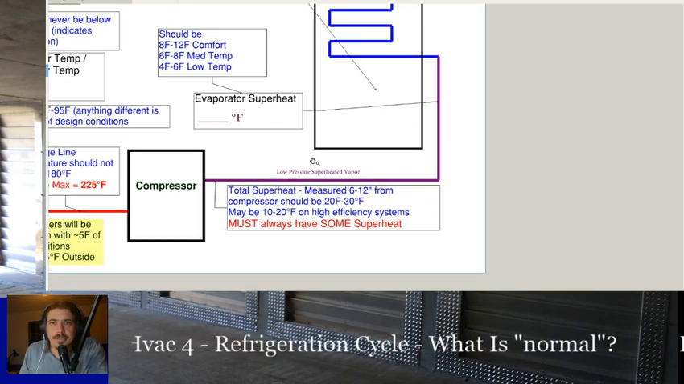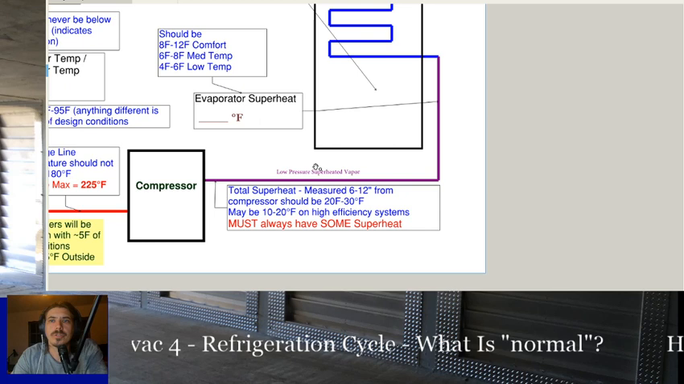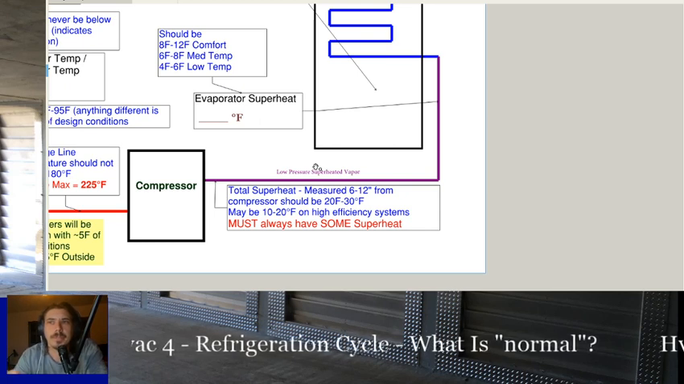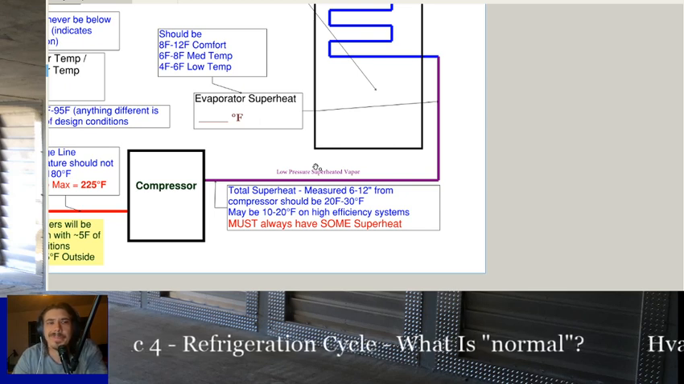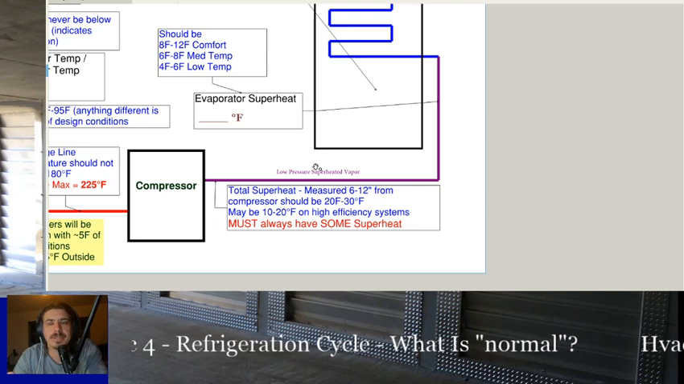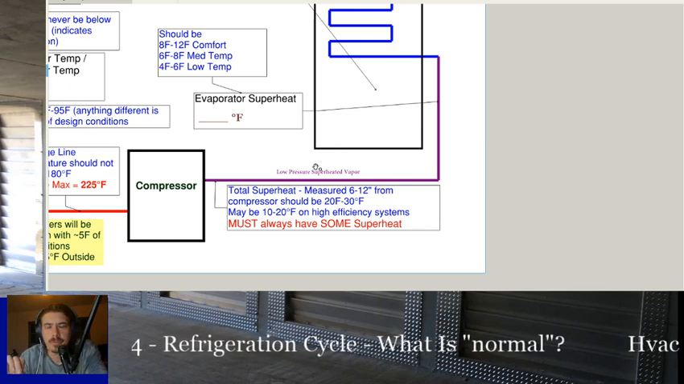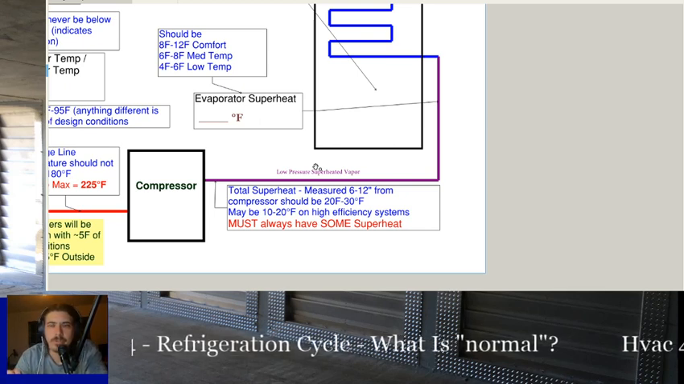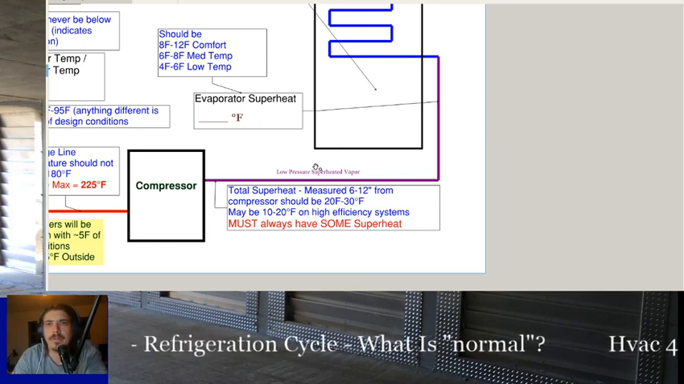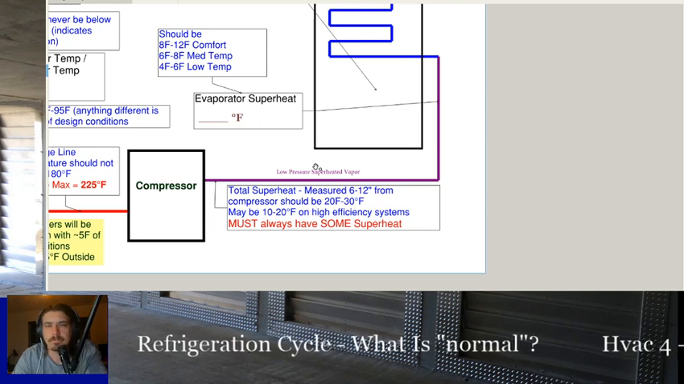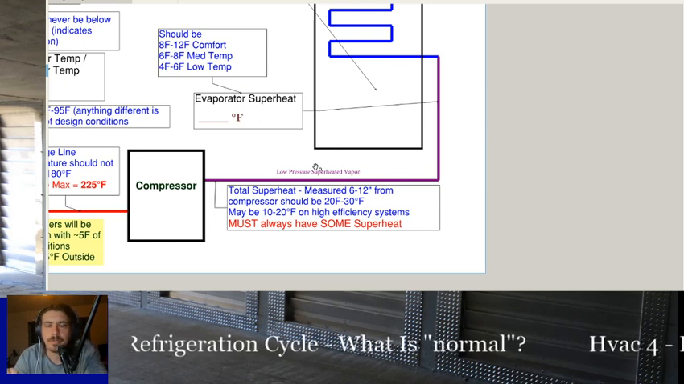The last thing you're going to check is total superheat. Total superheat is everything once you get to the compressor. Total superheat measured 6 to 12 inches from the compressor should be about 20 to 30 degrees. It might be 10 to 20 on high efficiency systems, but if you measure the line temperature from 6 to 12 inches from the compressor, you should generally have 20-ish degrees of superheat. If you don't have that, then you need to start looking for any issues in the system. You must always have some superheat.